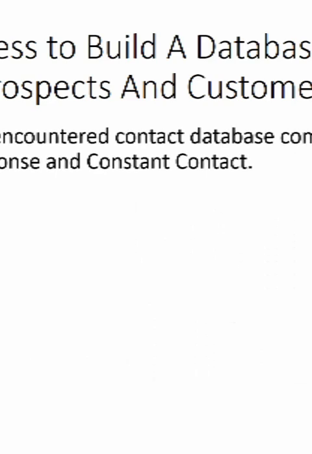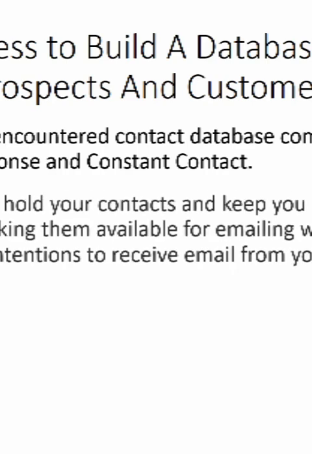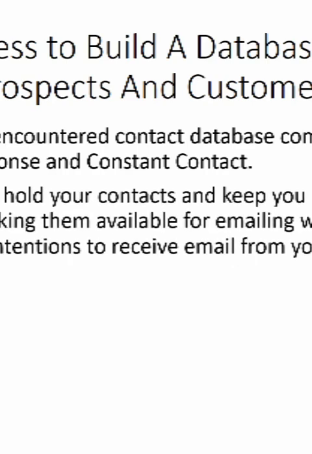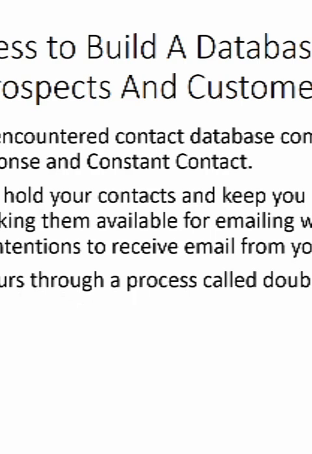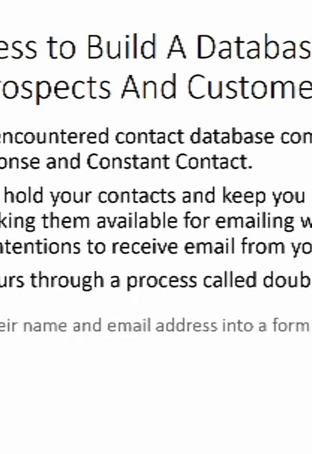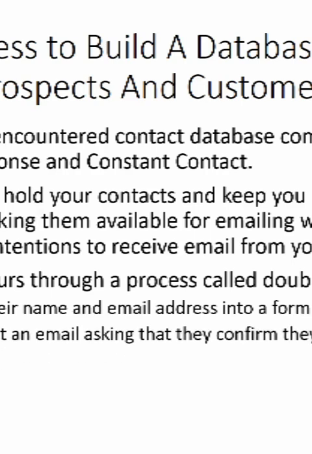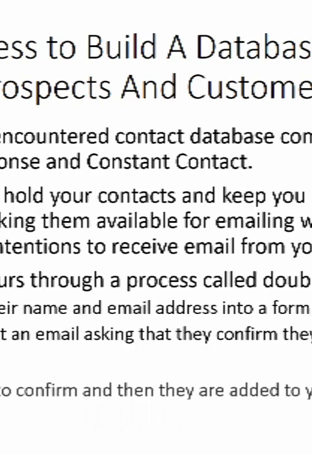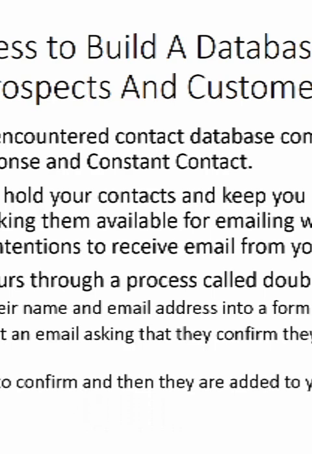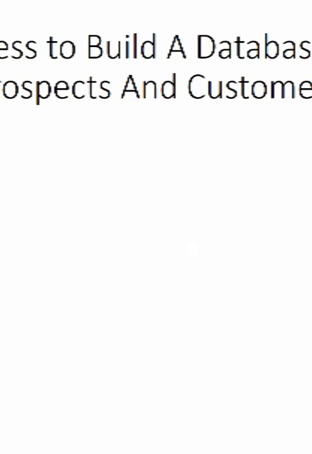Now, you've probably encountered some contact database companies like Aweber, GetResponse, or Constant Contact. Now, these companies hold your contacts and keep you in compliance with spam laws by making them available for emailing when they have confirmed their intentions to receive emails from you. Typically, this occurs through a process called double opt-in. The prospect puts in their name and email address into a form on your website. They're then sent an email asking that they confirm that they want to receive email. They click a link to confirm and then they're added to your contact list.